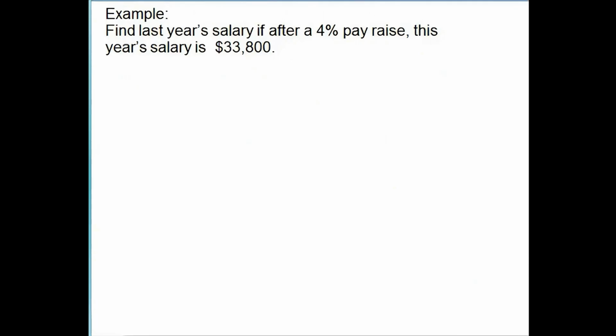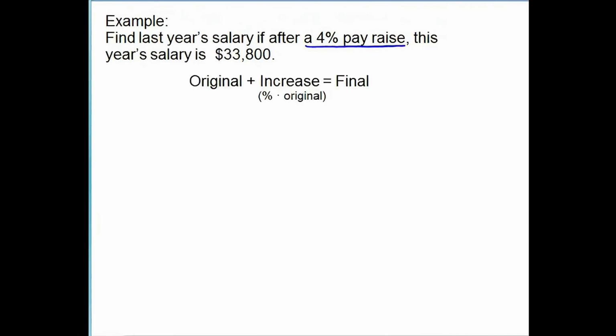The problem says find last year's salary if after a 4% pay raise, this year's salary is $33,800. So we are getting a raise. This would be an increase problem, so we want the formula with addition. So this time, the part that we don't know is the original. The original would be last year's salary. We're getting an increase, a raise, and we know the final, which would be this year's salary.